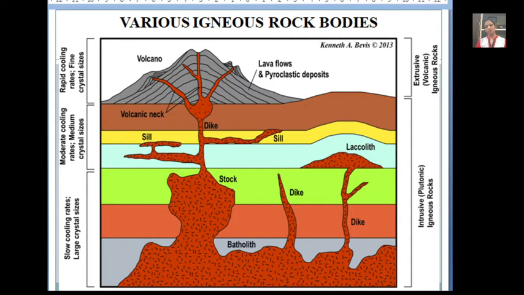And next one is dike. In dike, the magma becomes solid in the vertical, or we can say that a volcanic neck type feature, वहाँ पे सॉलिड होता है लंबवत आकार में, in vertical form like a wall. When magma becomes solid, then it forms dike igneous rock body.